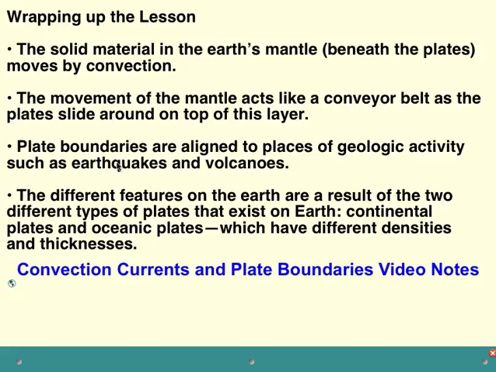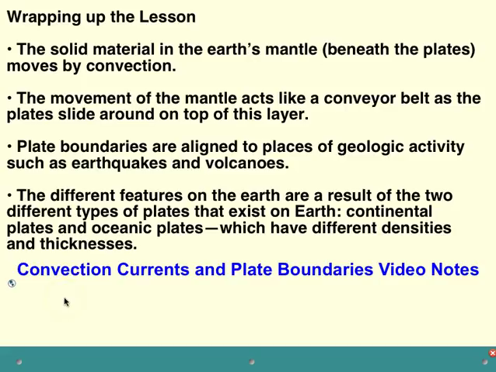In fact, that's how geologists figured out where the plate boundaries are. There aren't signs that say, hey, here's a plate boundary. Scientists found out that there's all these earthquakes and all these volcanoes, and they tend to be aligned with the plate boundaries. So the plate boundaries were found as a result of these earthquakes and volcanoes. Now, the different features on the Earth are a result of the two different types of plates that exist on the Earth, continental plates and oceanic plates, which have different densities and thicknesses.